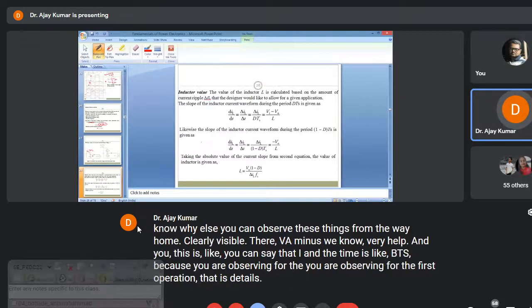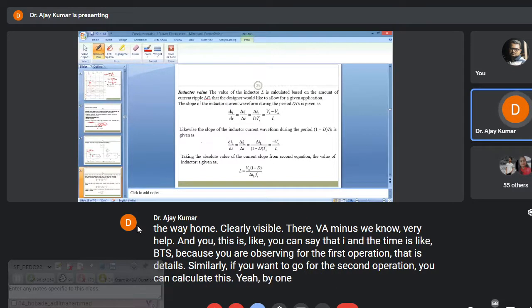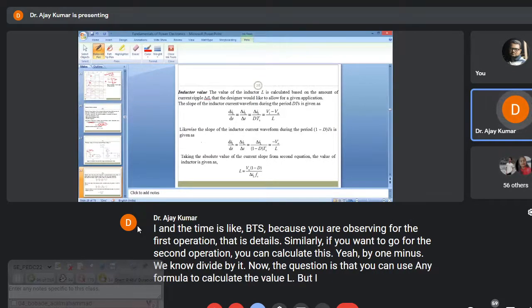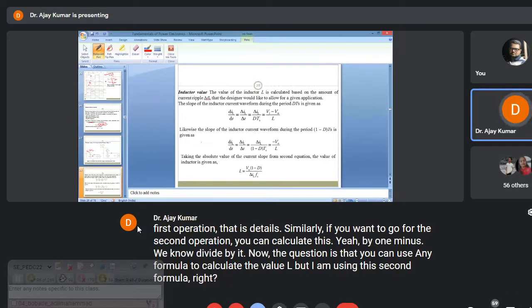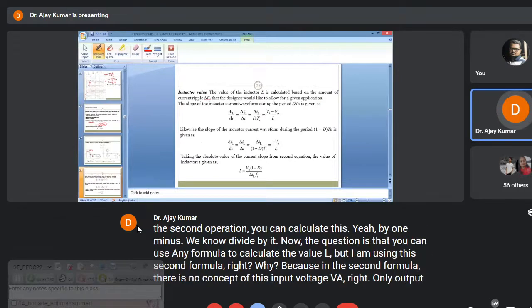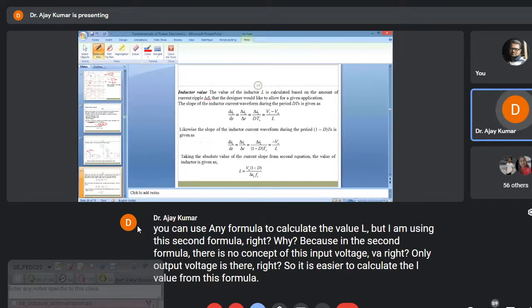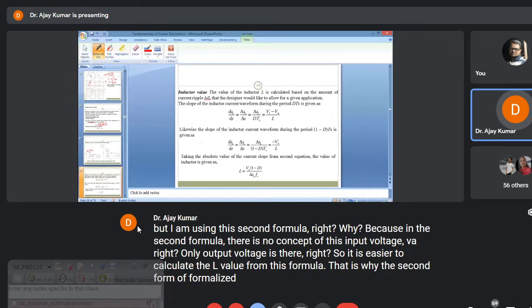Similarly, if you want to observe the second operation, you can calculate delta IL by (1 minus D) into TS equal to minus V naught divided by L. Now, you can use any formula to calculate the value of L, but I am using this second formula, right? Why? Because in the second formula there is no concept of the input voltage Vi. Only the output voltage is there, right? So it is easier to calculate the L value from this formula only. That is why this second formula is preferable, right? So the L value will be calculated based on the output only.